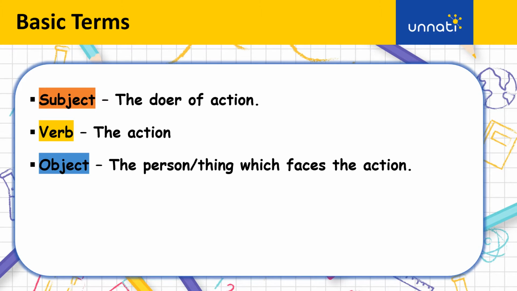What is the object? Object is the person or the thing which faces the action. Or object is the thing on which the action is worked upon. We'll take a look at some sentences for better understanding.